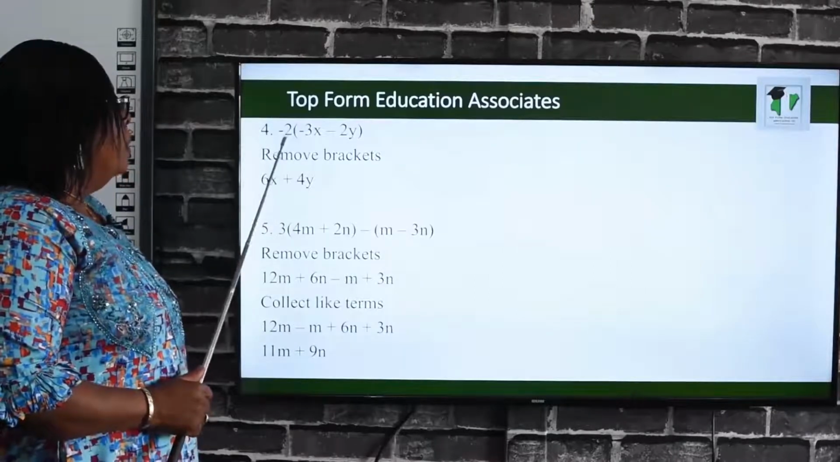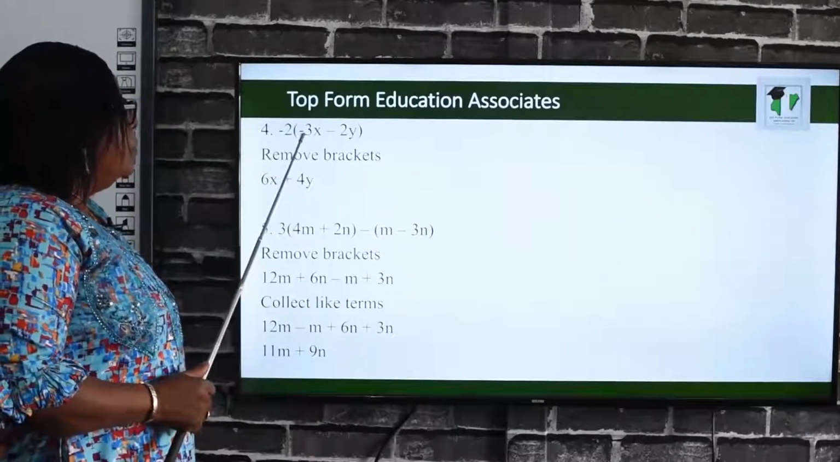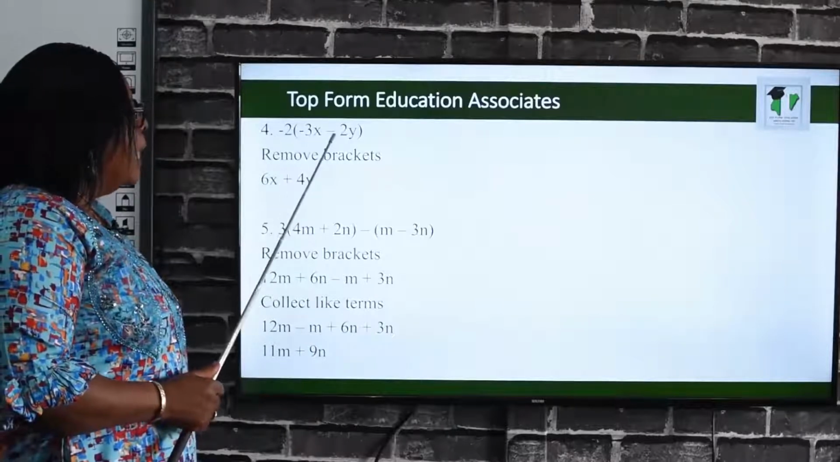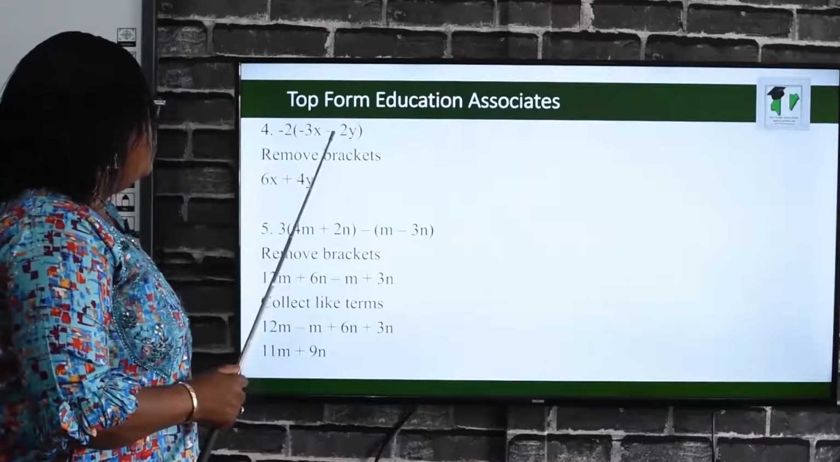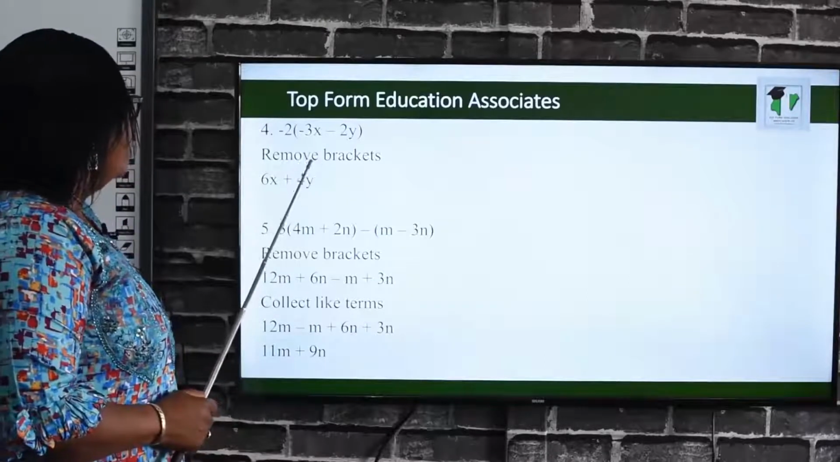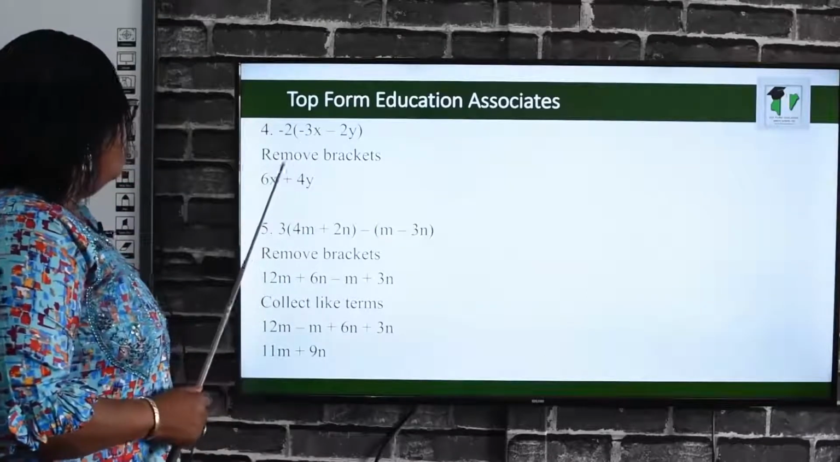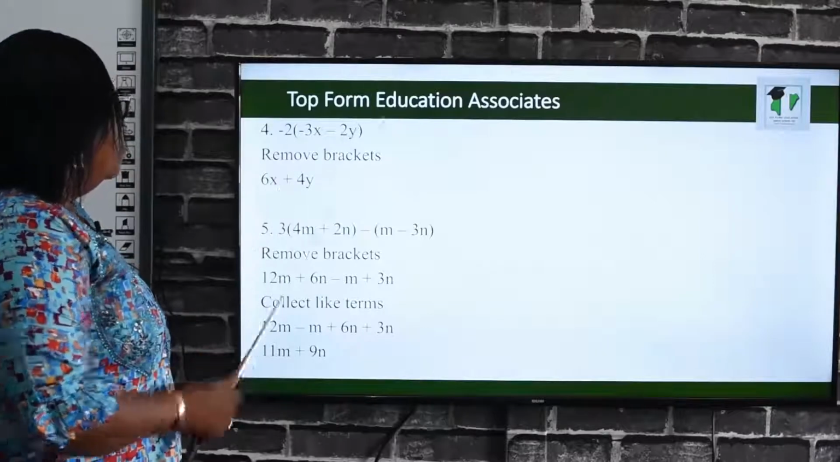Example 4: minus 2 times, bracket, minus 3x minus 2y. Remove brackets. Minus 2 will affect this minus. So you have plus 6x plus 4y.